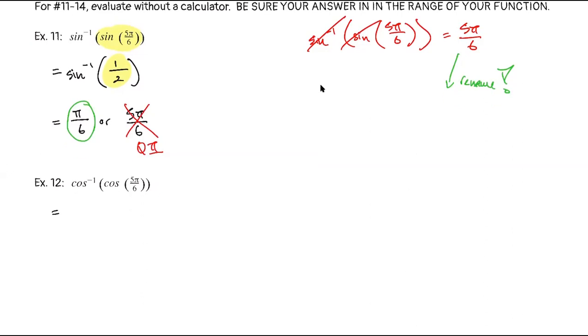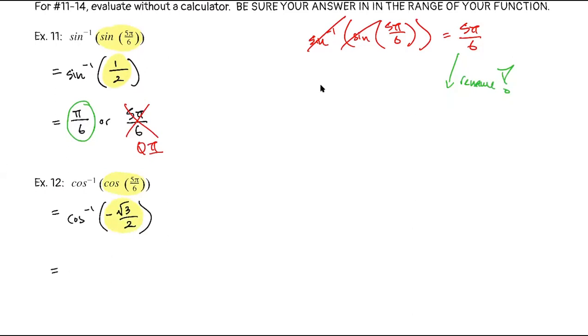All right. So when I'm looking at number 12, I'm going to highlight the inside part again. And so if I think about what cosine of 5 pi over 6 is, then I would get that it is negative root 3 over 2, okay? And so that's just by using my unit circle.